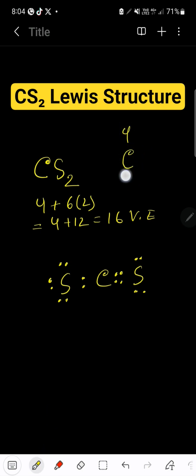Carbon has 4 valence electrons, so it will share 4 more to achieve its octet. So it will form 4 bonds. On the other hand, sulfur has 6 valence electrons. To satisfy its octet, it will share 2 more electrons, so it will form 2 bonds. This sulfur has formed 2 bonds, but this sulfur has formed only 1 bond. So move the lone pair as a bond pair from this sulfur. So the sulfur has formed 2 bonds.